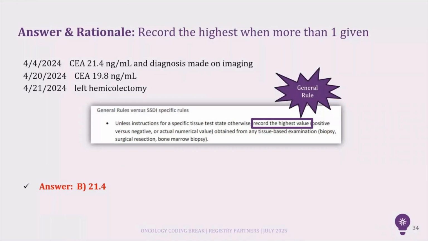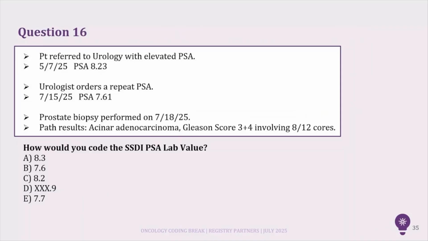Okay, let's look at a prostate case. This patient was referred to urology for an elevated PSA of 8.23, and then the urologist goes ahead and repeats the PSA, and it was down a little bit, 7.6, and undergoes a biopsy, which was positive for cancer. So how are we going to code the PSA when we have two of them in this case?